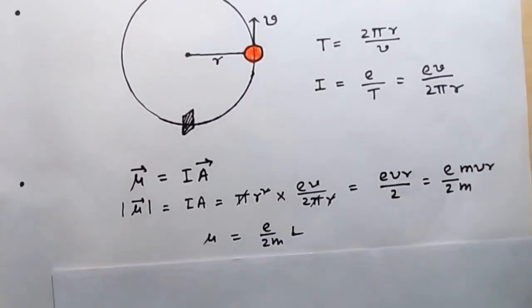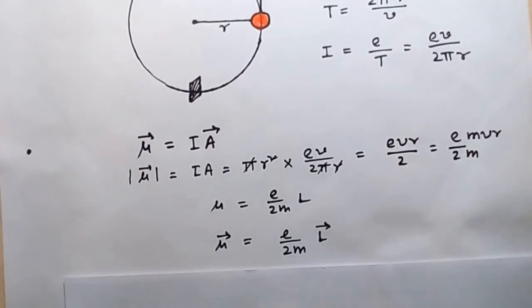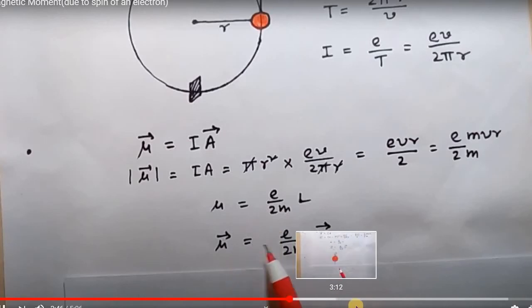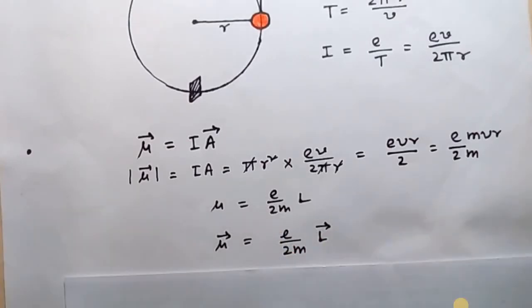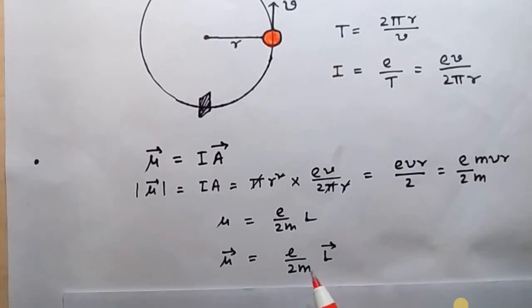So the vector relation between the magnetic moment and the angular momentum is mu equals e by 2m times the angular momentum vector. If we look closely, the equation does not contain the velocity or radius anymore. So this equation gives the magnetic moment of a charged particle of charge e, mass m, having angular momentum L, irrespective of its velocity and radius, as long as the angular momentum is the same.